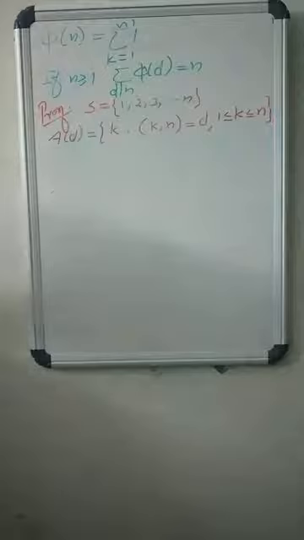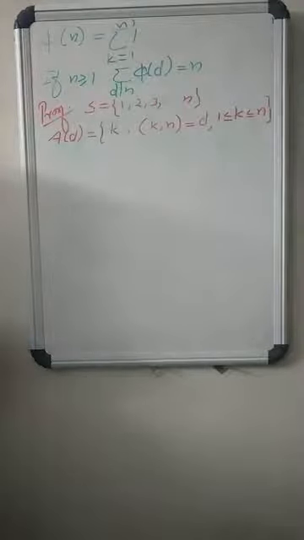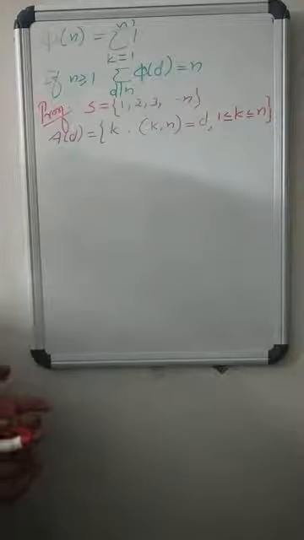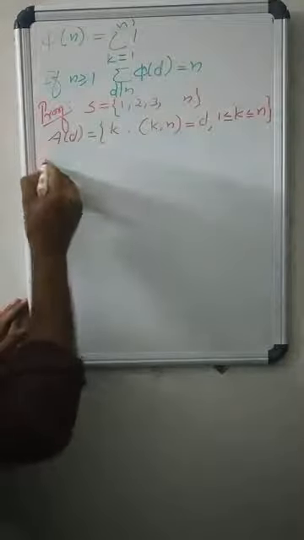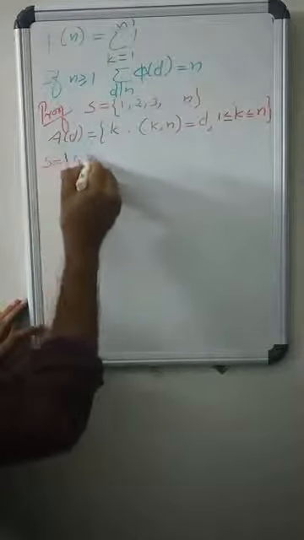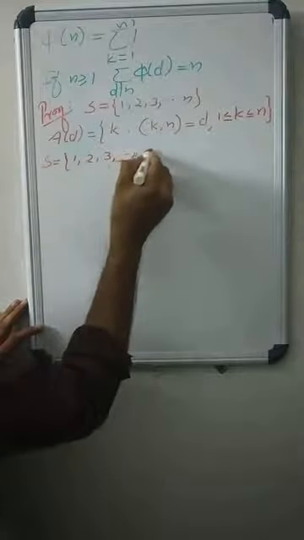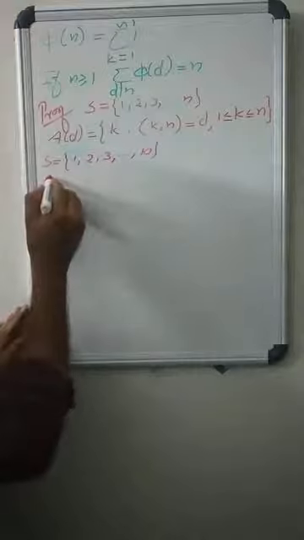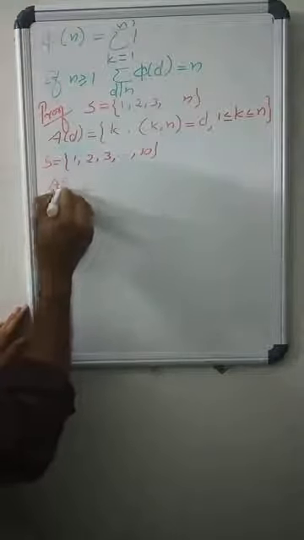S is a set which consists of the first n natural numbers, and we can divide this S into a number of disjoint sets like this: A of d equals the set of all k such that the GCD of k and n is d, where k ranges from 1 to n. So consider an example, set S equals the set 1, 2, 3, up to 10.